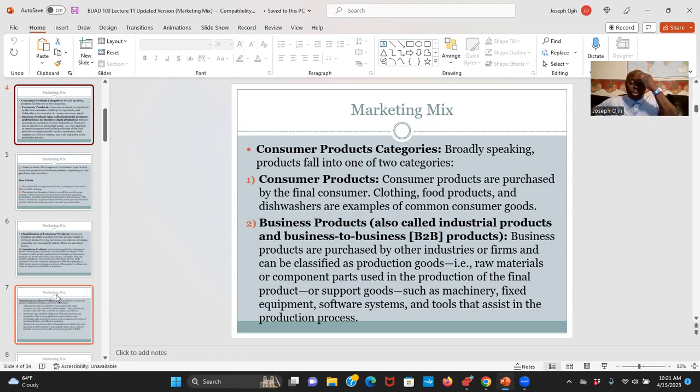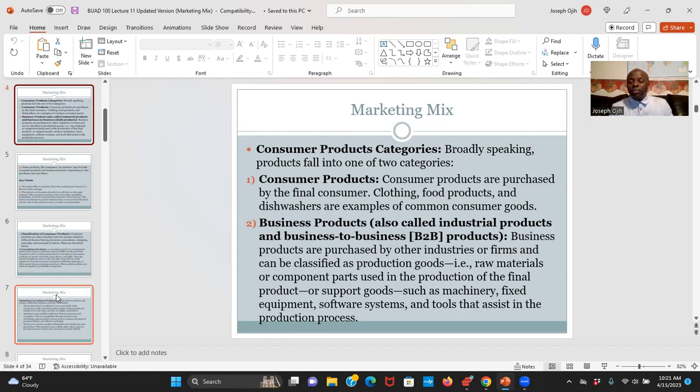Now, there are products that are not consumer products. We call them business to business products, or just simply business products. So these ones are bought by other firms. So companies sell it direct to other firms, not direct to customers. They sell it to other firms. That's why we call it business to business products. A good example, we have raw materials or component parts that are used in the production of the final products.